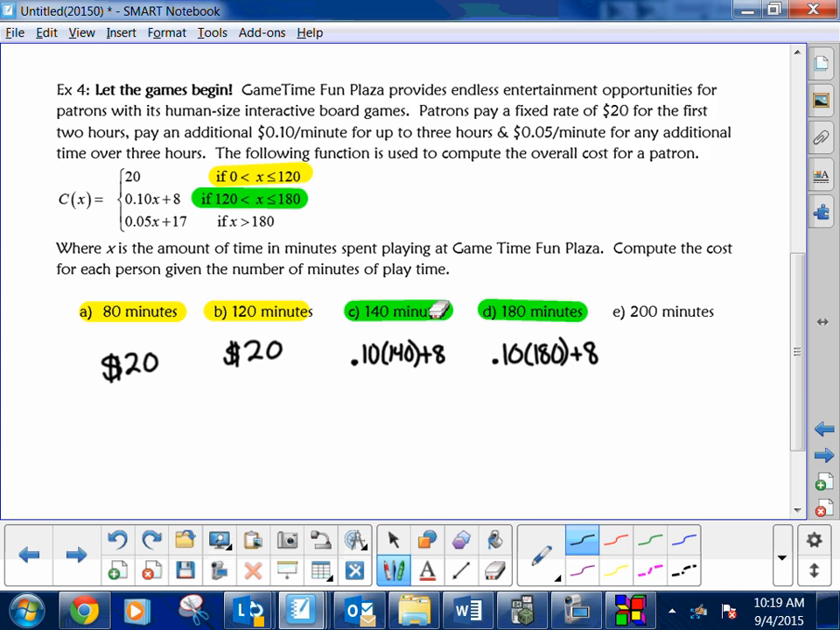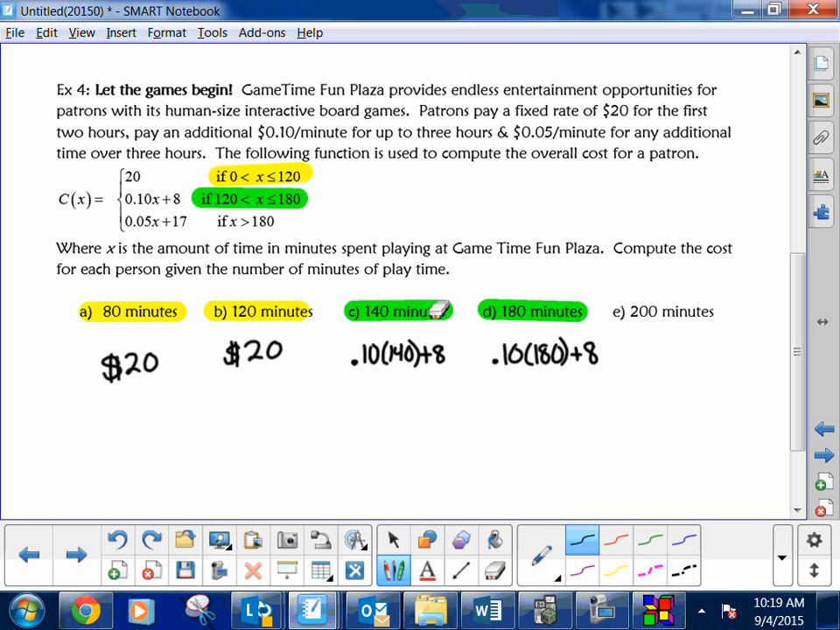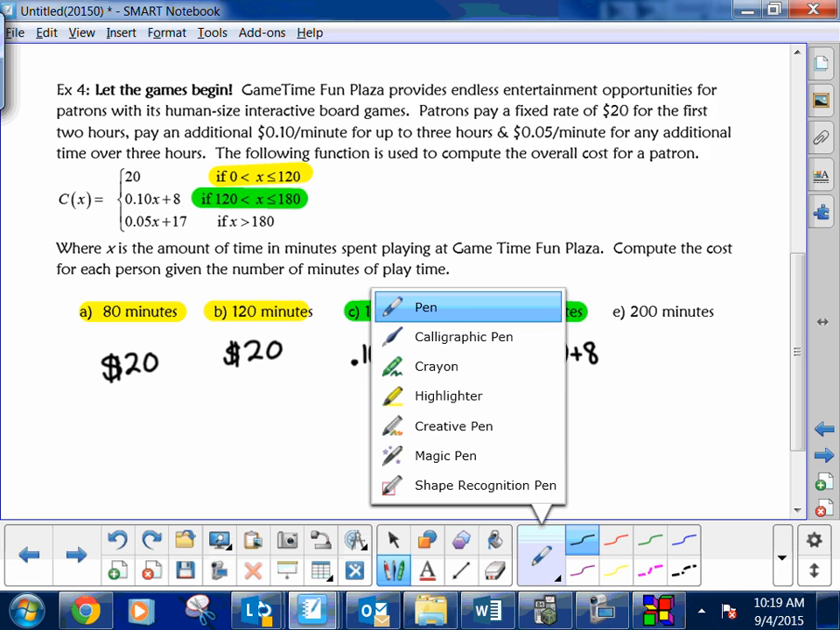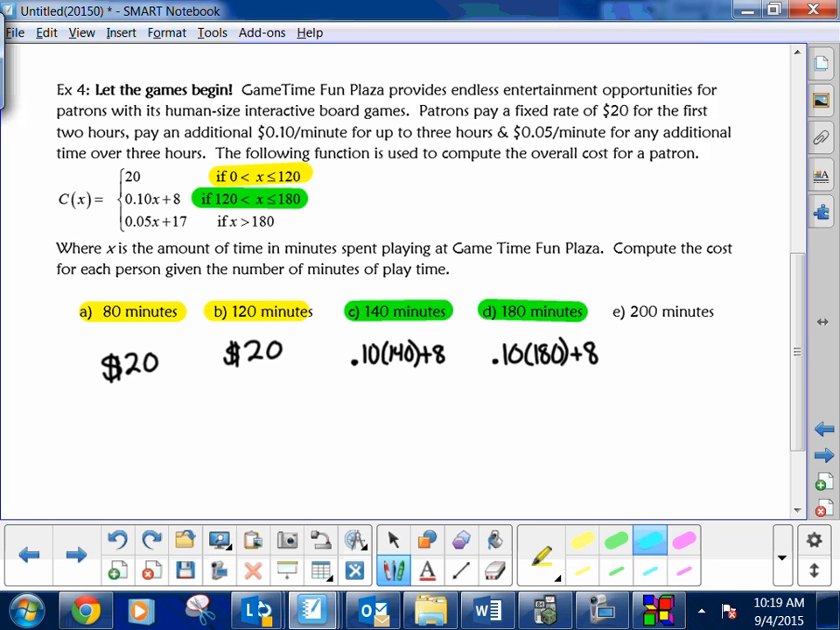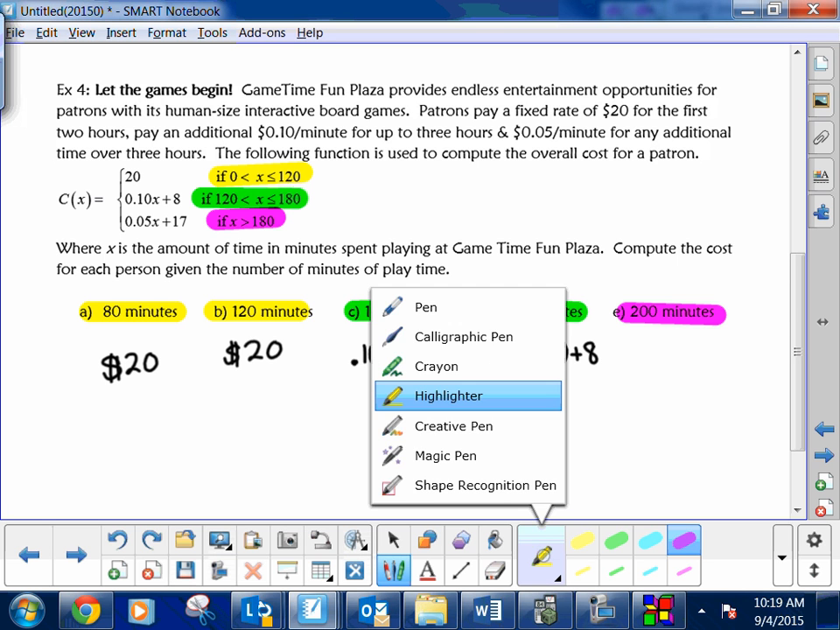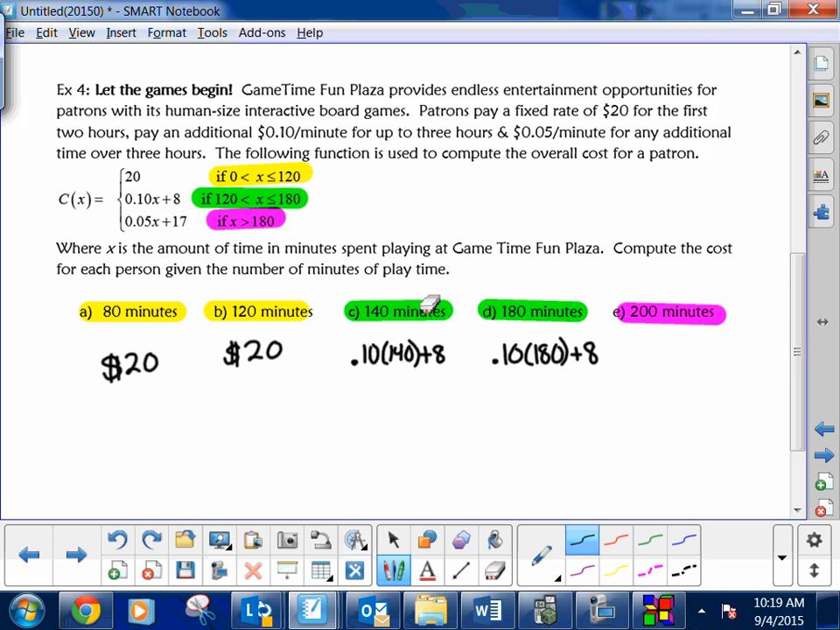Now, I didn't compute the answer because that's a calculator exercise. It's not anything difficult. Now the very last one, the 200 minutes belongs to this equation because now we're talking about anything over 180. So because of that, you're going to use this equation, 0.05 times 200 plus 17. Okay, all right, excellent.